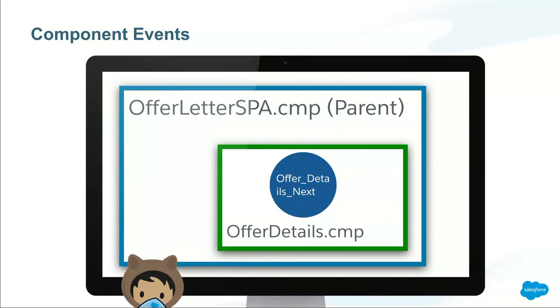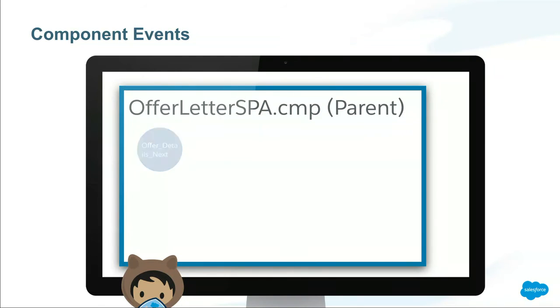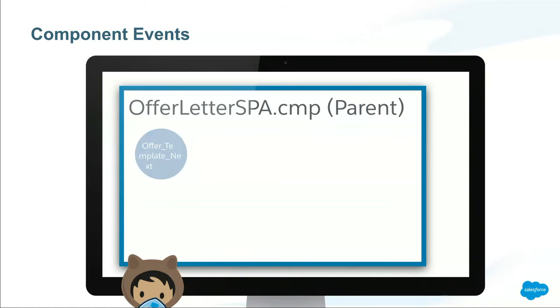So we have the first child component in green here, offer details, loaded inside our parent. It fires that bubbling event with that message, offer details next, and then our parent knows that it should hide the first child and unhide the second child, right? So this is basically the approach that we use throughout our SPA Lightning component, okay?